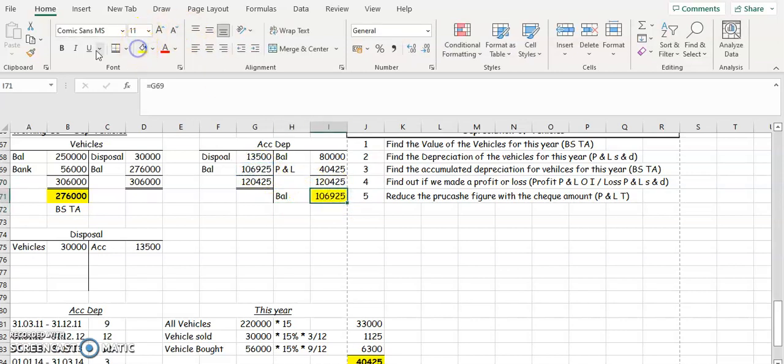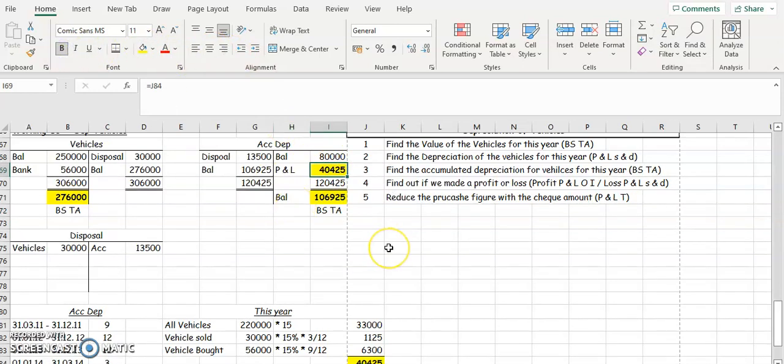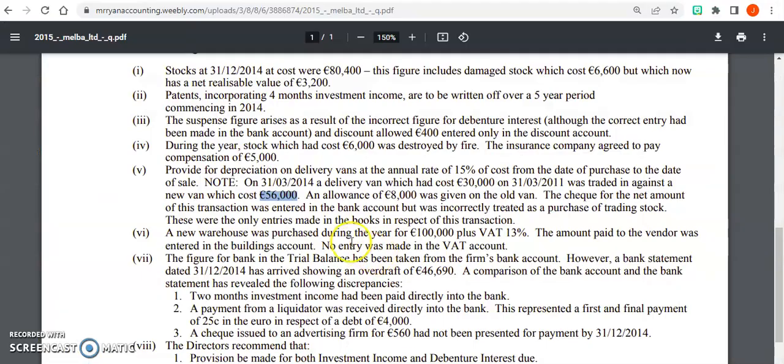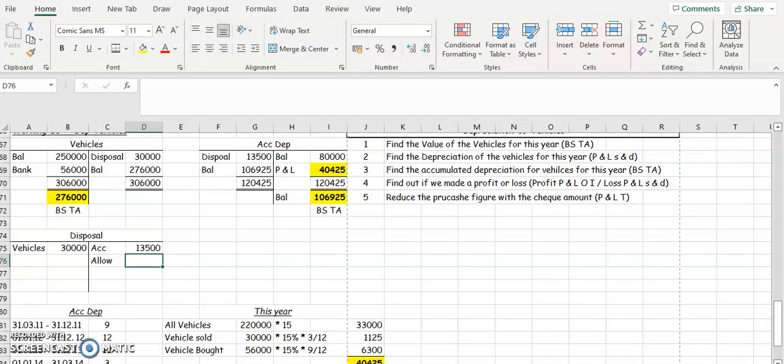So that's going to go into your balance sheet as tangible assets for accumulated depreciation. And then don't forget this figure here. That's going to go into your profit and loss as part of your selling and distribution. And the second last part, find out if you've made a profit or loss from the disposal. So we're going to have your allowance. So the allowance that we had in the question is 8,000.